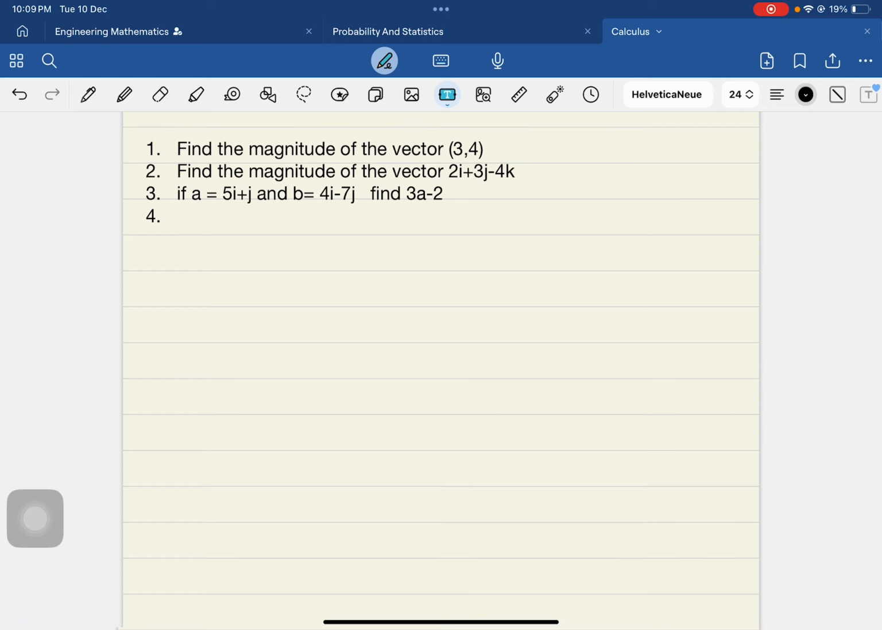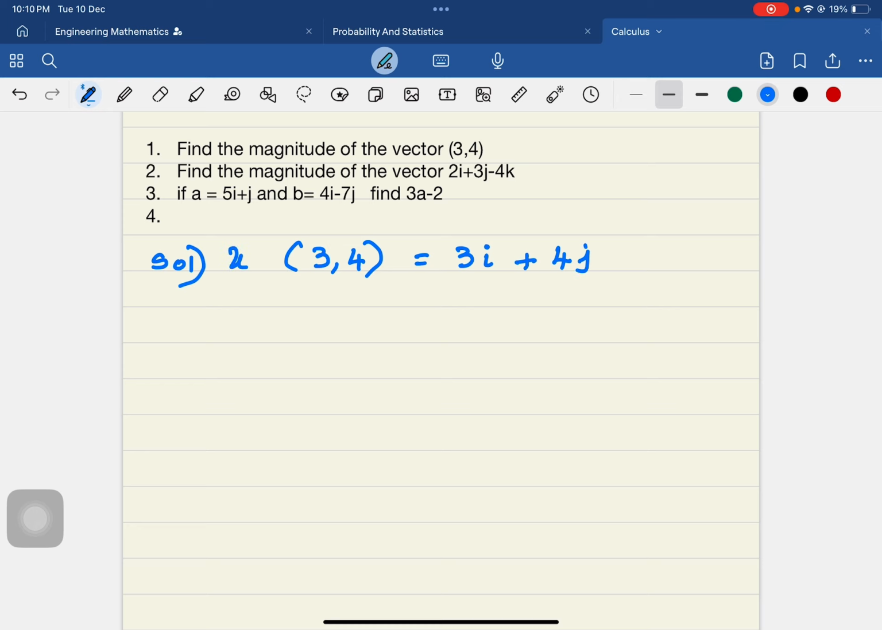So let us now see this problem. Find the magnitude of the vector 3 comma 4. So how to find the magnitude of the vector 3 comma 4? What is meant by 3 comma 4 is nothing but 3 units on the x-axis and 4 units on the y-axis. So 3i plus 4j.